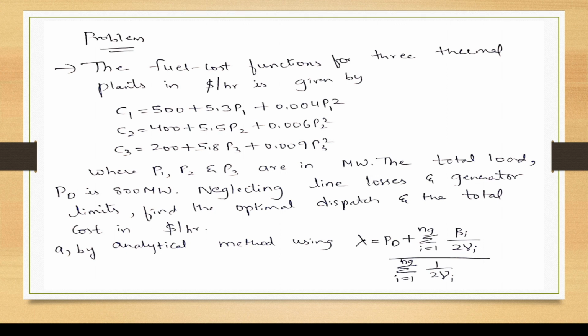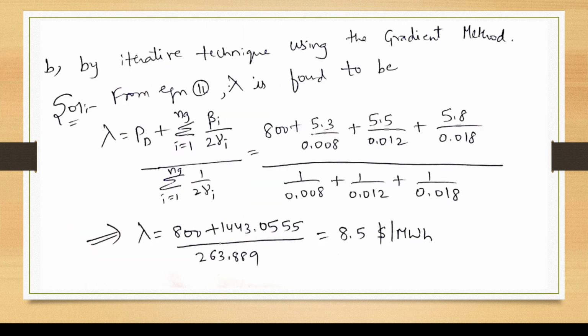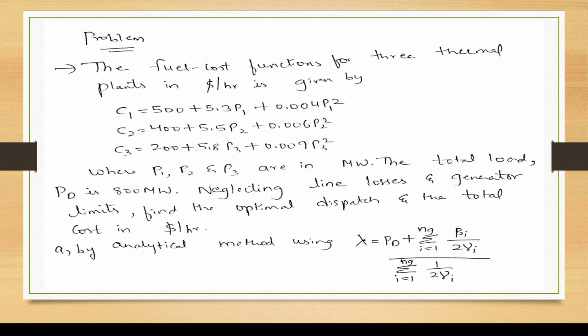First one is by the analytical method, that is using lambda equal to PD plus summation i equal to 1 to ng beta i by 2 gamma i, divided by summation i equal to 1 to ng 1 by 2 gamma i. The second one is by an iterative technique using the gradient method. So we have to solve this problem by using the analytical method and by the gradient method, and find the optimal dispatch and the total cost.